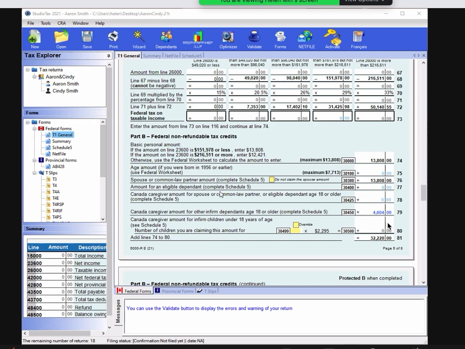What is common law partner, spousal? The amount for eligible dependent is 77. So the amount for eligible dependent, 77, is equivalent to that with the spousal and the common law partner.